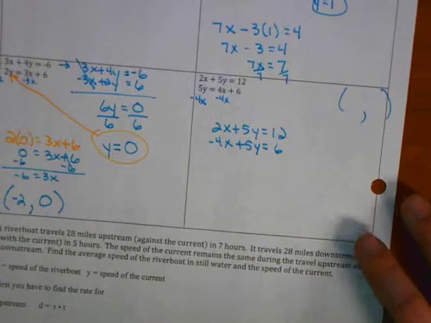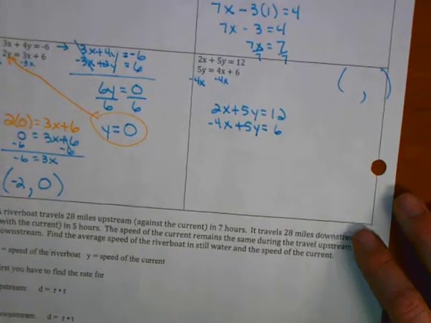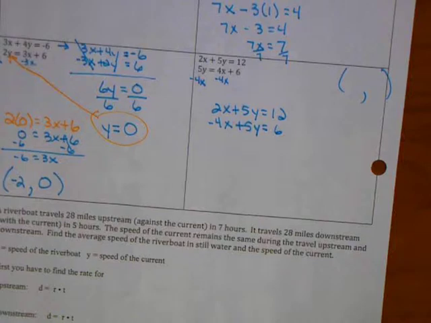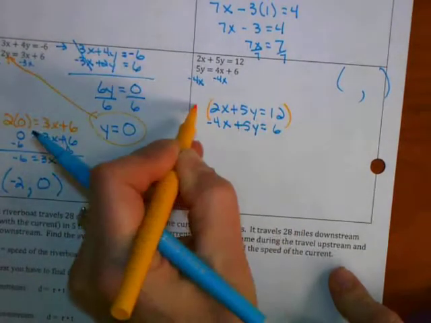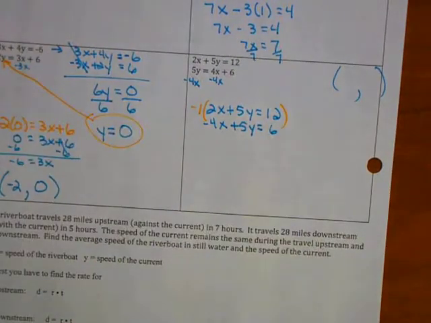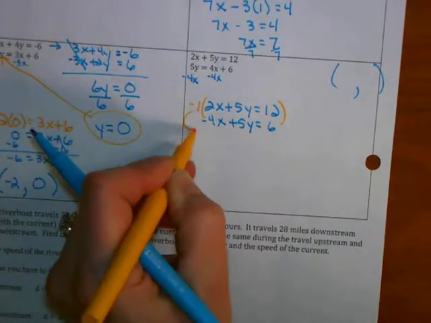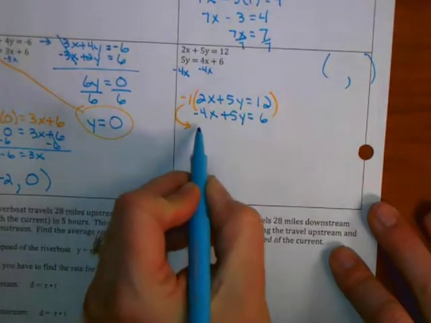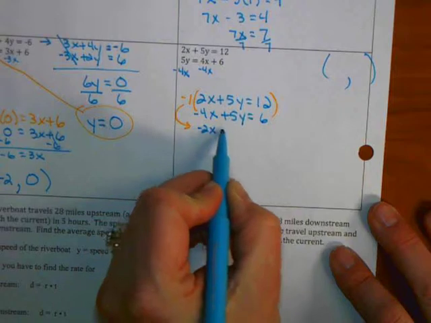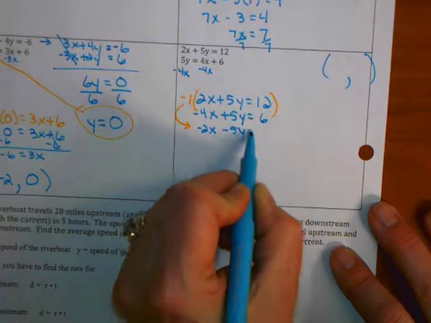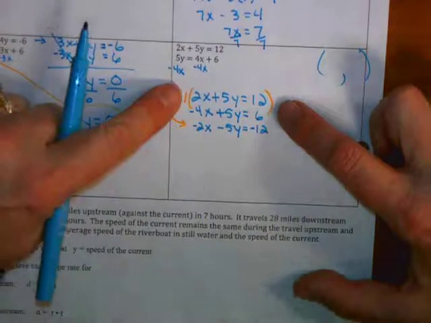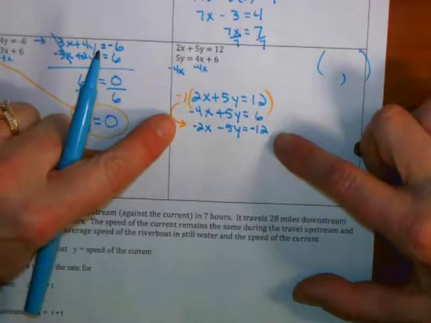Uh-oh. I can't eliminate, so I need to multiply one of them by a negative 1. Doesn't matter. We'll do the first one. And then I'm going to rewrite it just below here as negative 2x minus 5y equals negative 12. So I multiplied this by negative 1 and rewrote it down here.